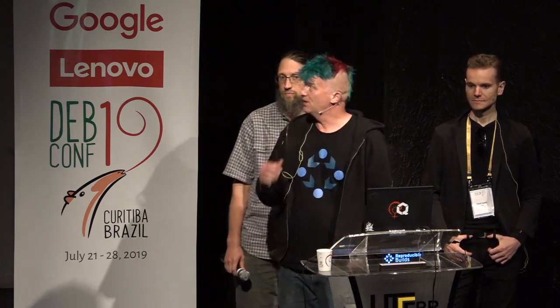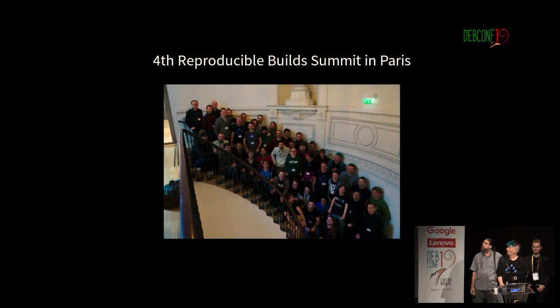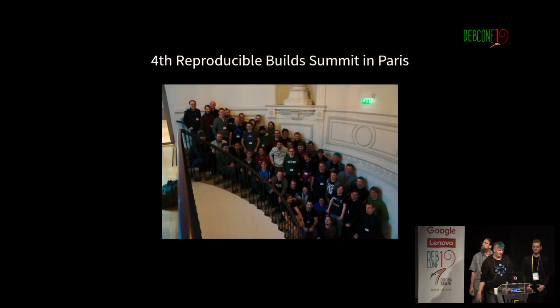So what's new since DebConf 18 in Taipei? We have a logo now, which we didn't have last year, which I'm very happy about. We have T-shirts and stickers also, but badges will arrive later, so you can probably pick them up at the front desk. We had the 4th Reproducible Builds Summit in Paris with 50 people, I think, from 25 different projects attending, hosted at the Mozilla office.